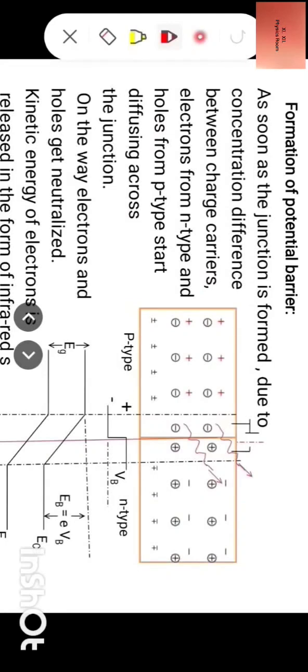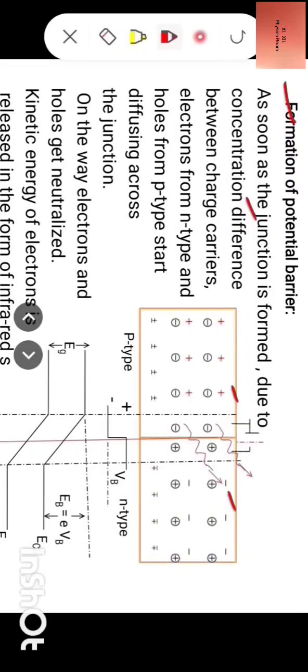Now, let us try to understand the formation of potential barrier. As soon as the junction is formed, due to concentration difference between charge carriers, electrons from n-type and holes from p-type start diffusing across the junction. Now, how does a concentration difference exist? Let us try to understand.